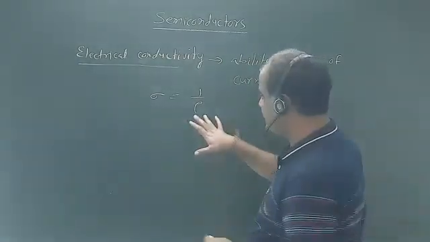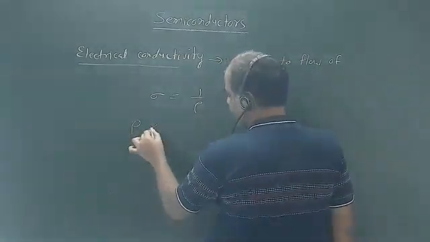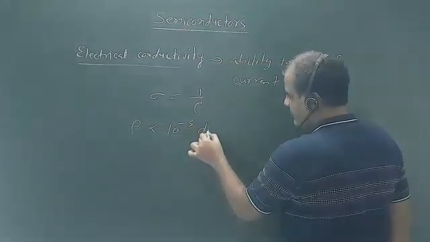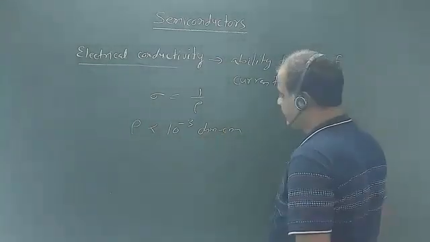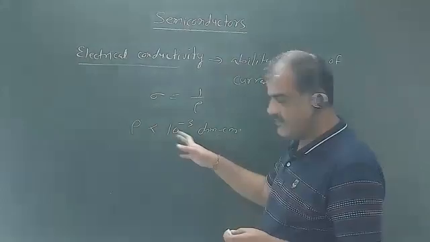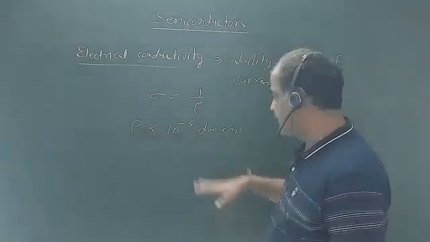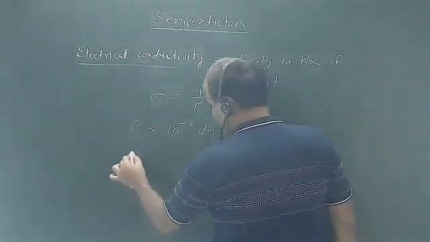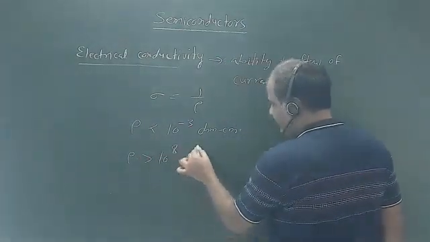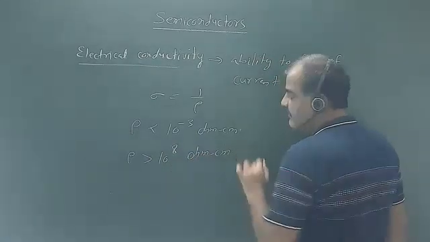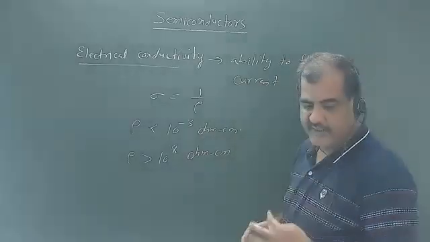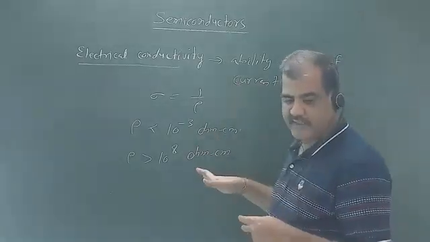If we see the resistivity values for metals, they are less than 10 raised to power minus 3 ohm per centimeter. For example, silver and gold are in the order of 10 raised to power minus 8. The resistivities are very low for conductors. And the resistivity of insulators is greater than 10 raised to power 8 ohm per centimeter, while semiconductors have intermediate electrical conductivity between conductors and insulators.